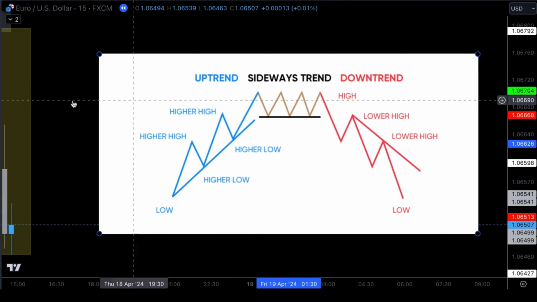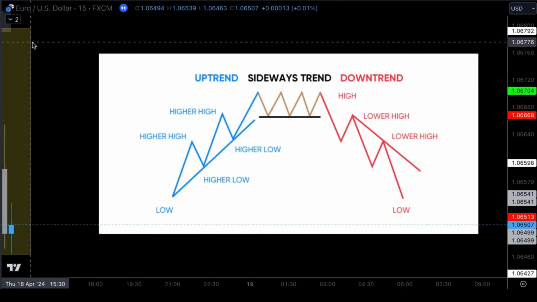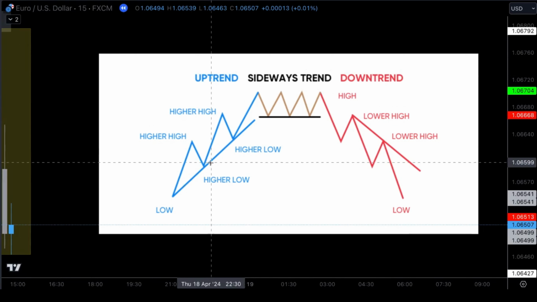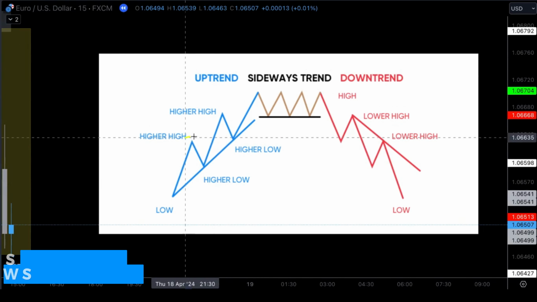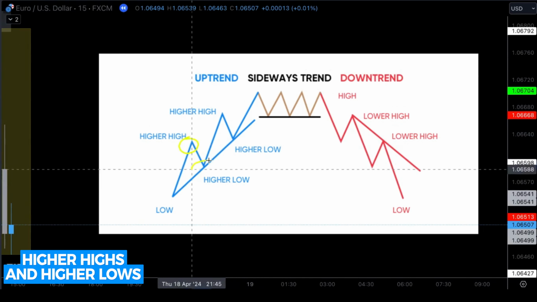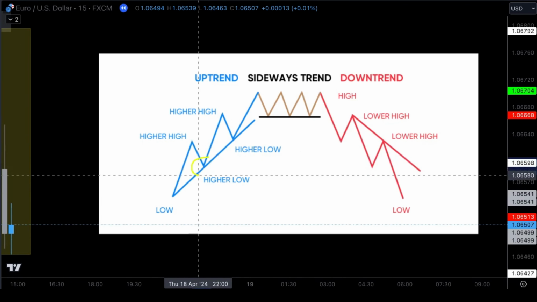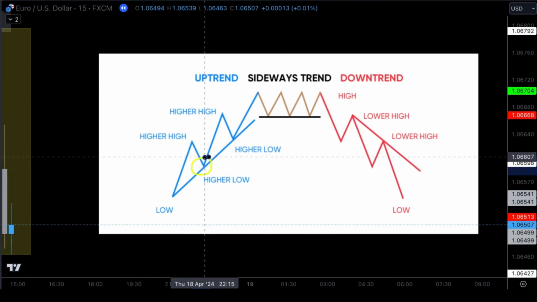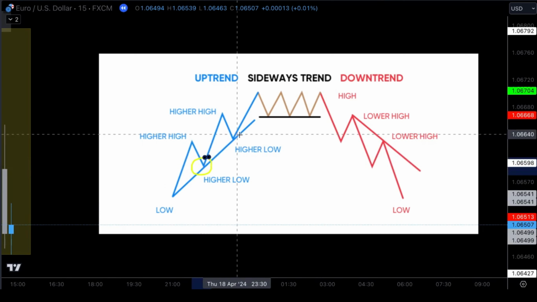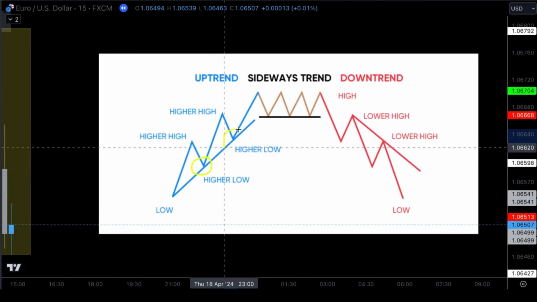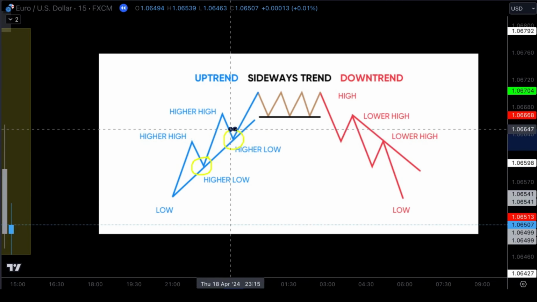Looking at this chart here, this is an example of an uptrend. You can see we're making higher highs and higher lows. If we're trading an uptrend, our job as a trader is to identify these higher low areas, and we're looking to buy these pullbacks if we believe the trend is in an uptrend.